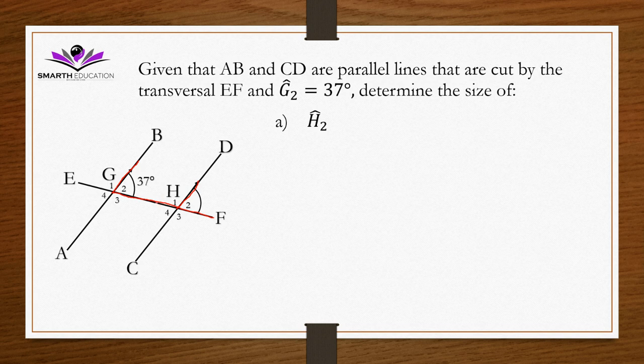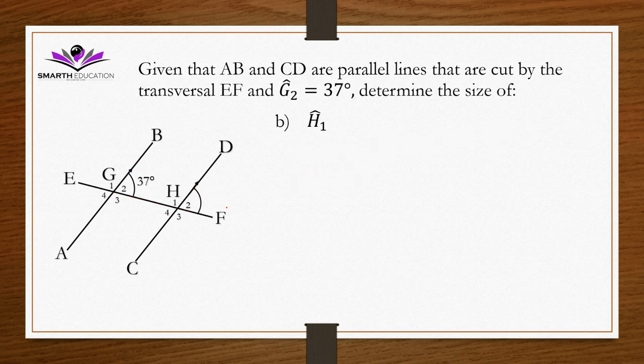Okay, so now we can say angle G2 is equal to angle H2 since they are corresponding angles, and AB is parallel to CD. Okay, right, so it means therefore angle H2 is going to be 37 degrees. Okay, this angle is 37 degrees. And then we move on to the next one.